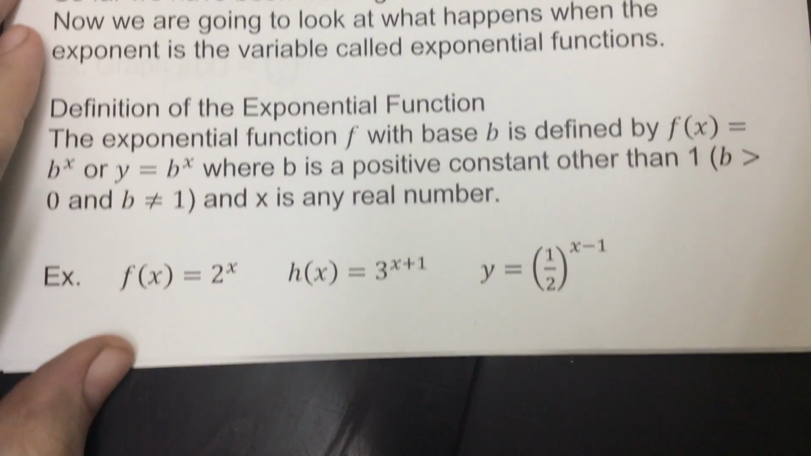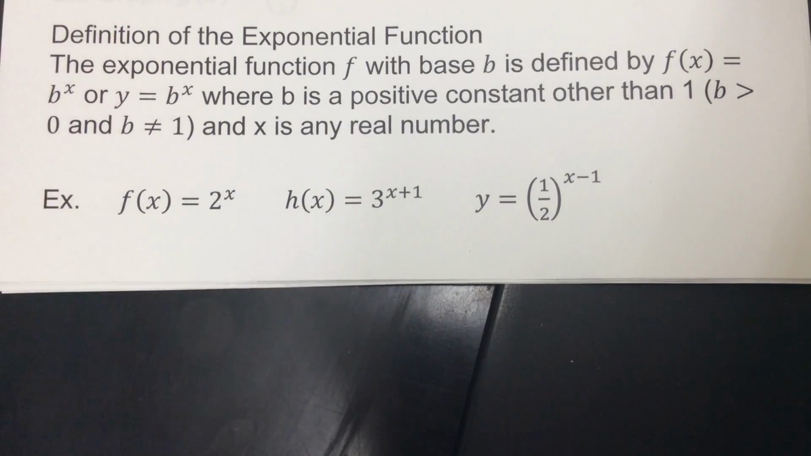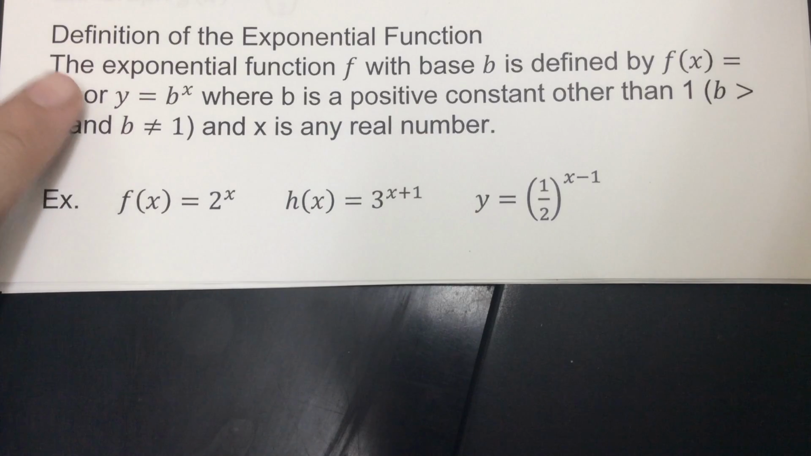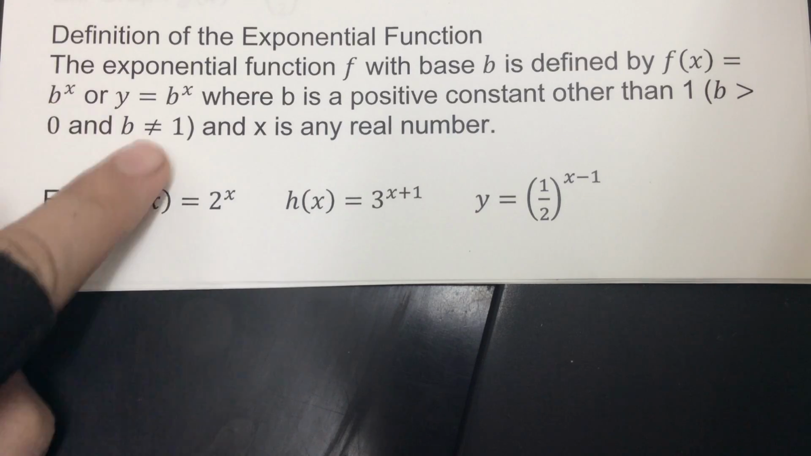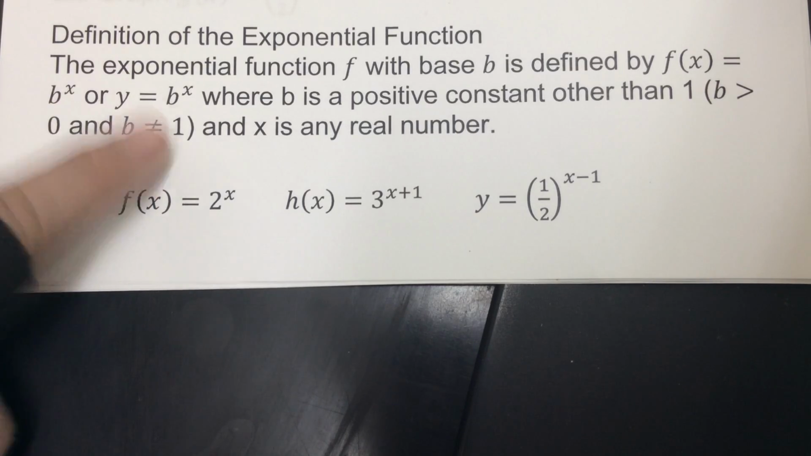So with an exponential function, it's going to be a base b, so it's going to be some sort of number for our base, but it's going to be raised to an exponent that has a variable in it. So like f of x equals b to the x or y equals b to the x are going to be how it's going to look.